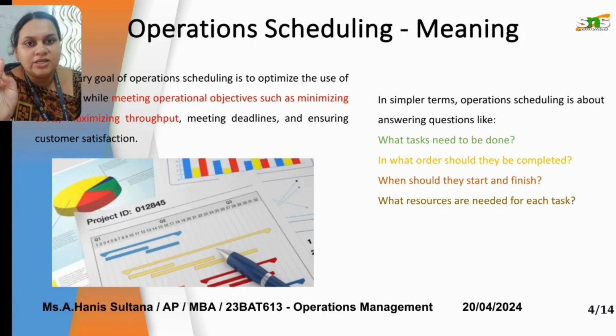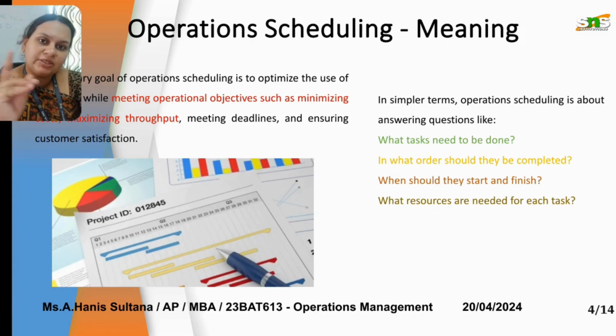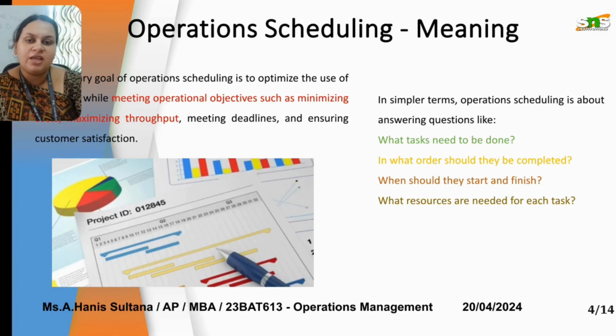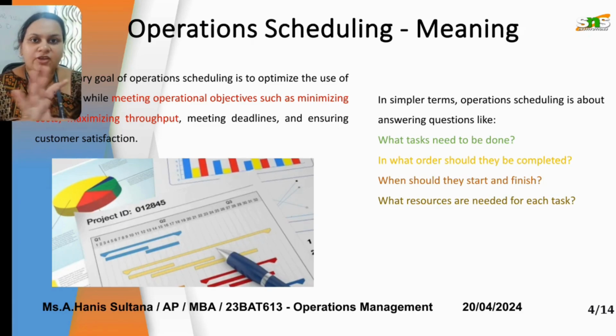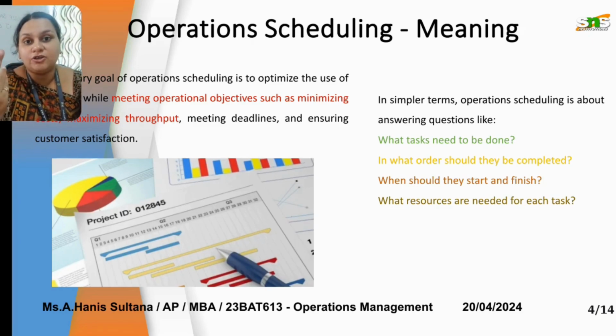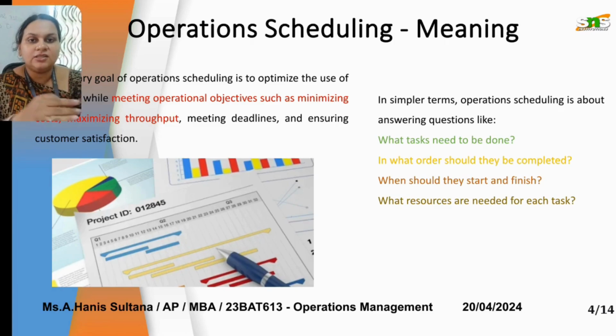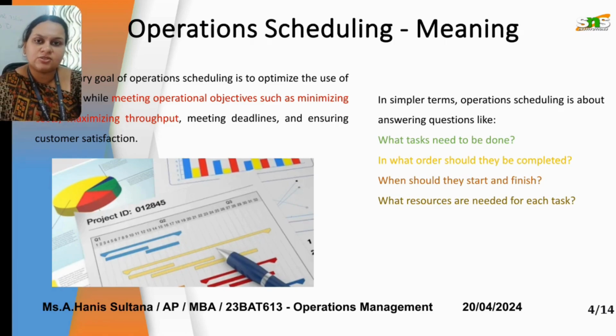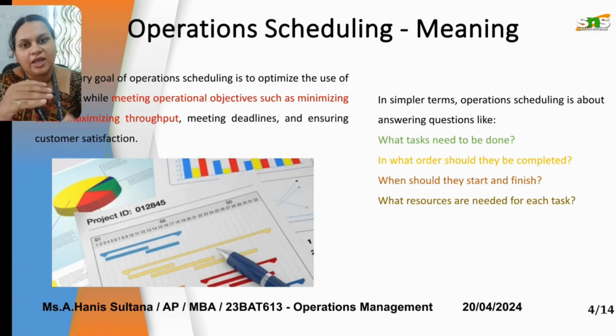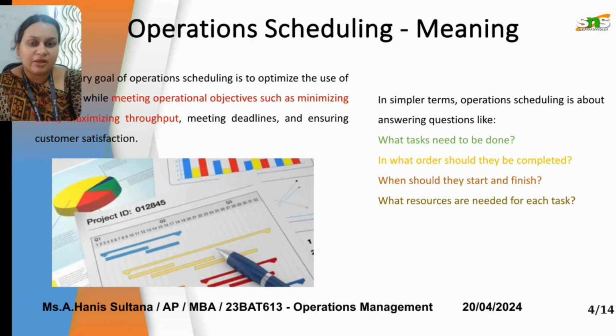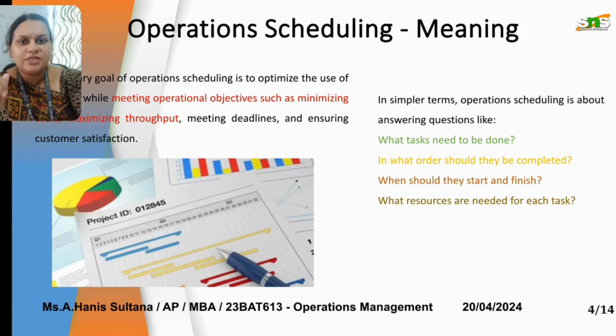That is, when is the task to be done, and in what order should the tasks be started. We have to give the start time and the end time, and what resources we need for each task. Suppose we have tasks 1, 2, 3, and under task 1 we have 3 to 4 workers, and task 2 we have 3 to 4, and task 3 we have 3. So we have to assign and allocate the work accordingly, as per our project's objectives and needs.